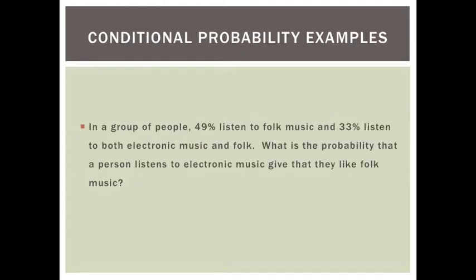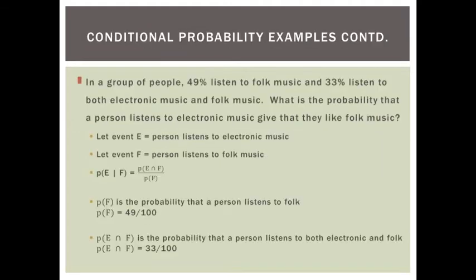Let's try an example. In a group of people, 49% listen to folk music and 33% listen to both electronic music and folk. What is the probability that a person listens to electronic music given that they like folk music? Let event E equal the person listens to electronic music, and event F equal the person listens to folk music.